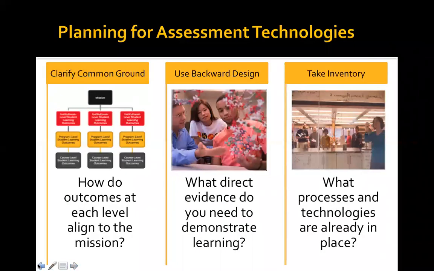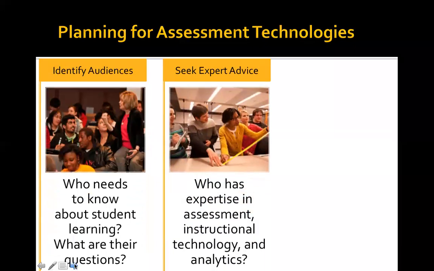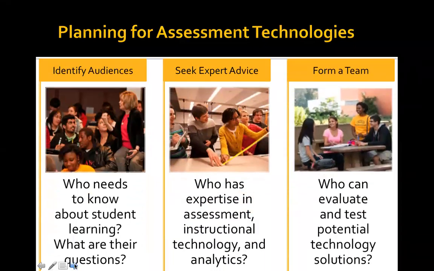You can go to the next slide, Sherry, and we'll take a look, because the other 3 parts of the planning process are identifying your audiences, which we've talked a little bit in the taxonomy presentation so far, seeking expert advice, which we're now doing with the broader audience, and then forming a team. So this was our planning process.